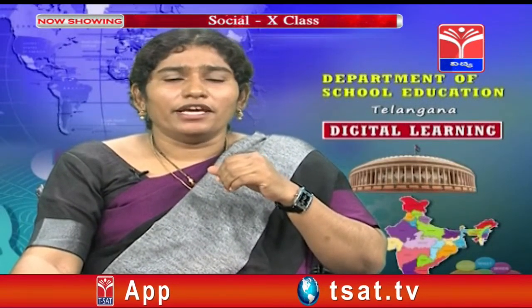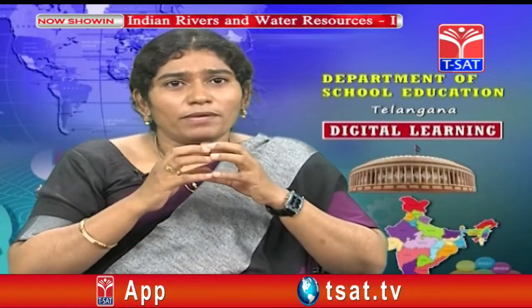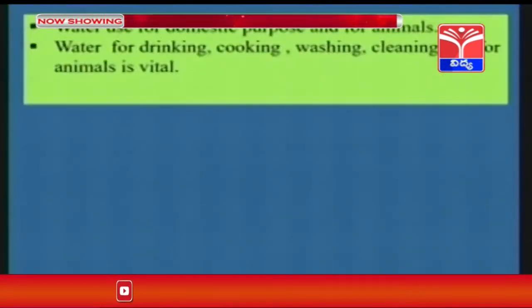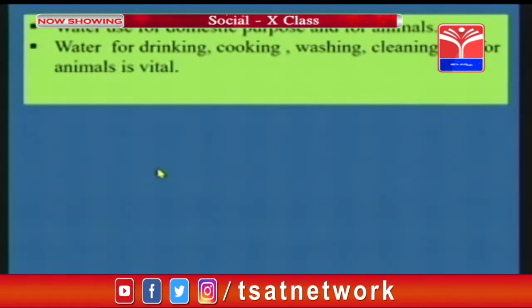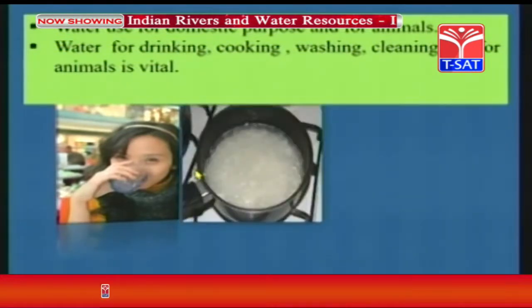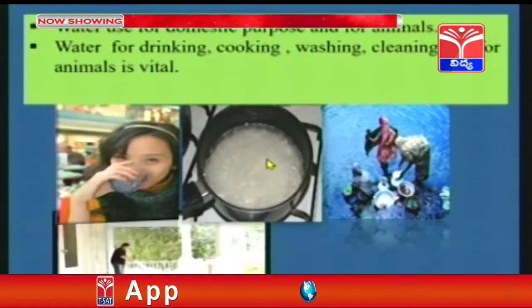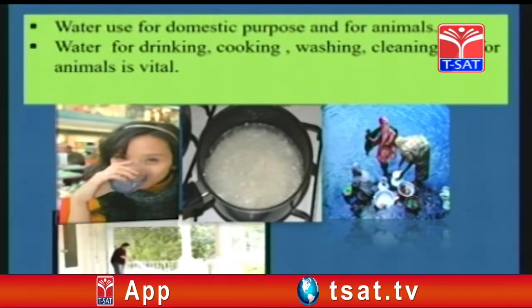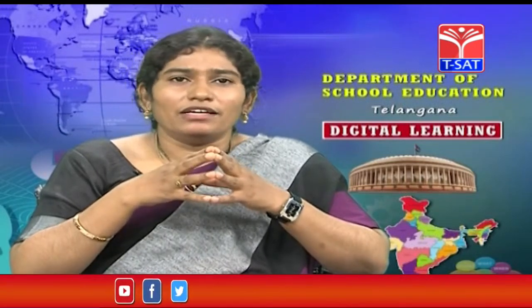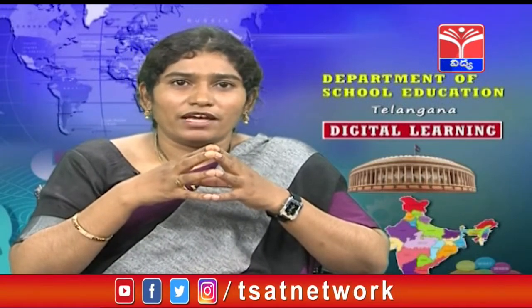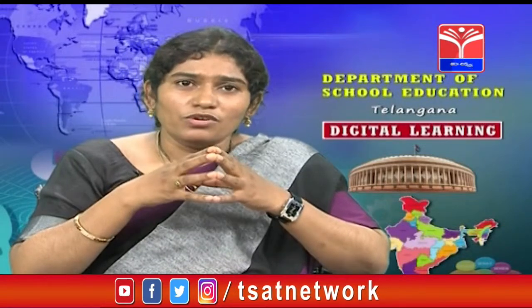So, now let us study about the water use for the domestic purposes. What is it? It is utilized for the animals as well as for the domestic purpose. Water is used for drinking, cooking, washing, cleaning and for the animals. So, these are all the vital things without which human survival or that of any other living organism is not possible. So, they are the most important uses of the water.